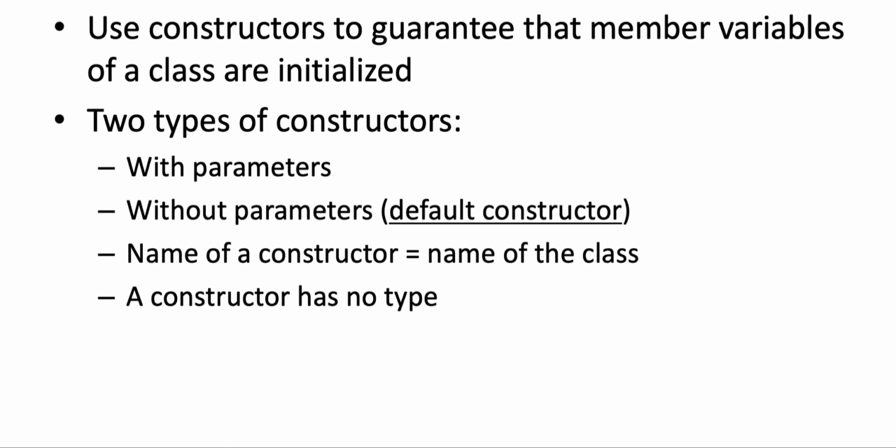If a class has more than one constructor, the constructors must have different formal parameter lists. That is, either they have a different number of formal parameters, or if the number of formal parameters is the same, then the types of the data in the formal parameters must be different.